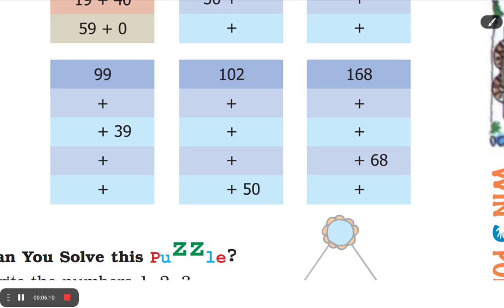Question number 4, what is given here? 99. I told you already. First write its expanded form. What is its expanded form?